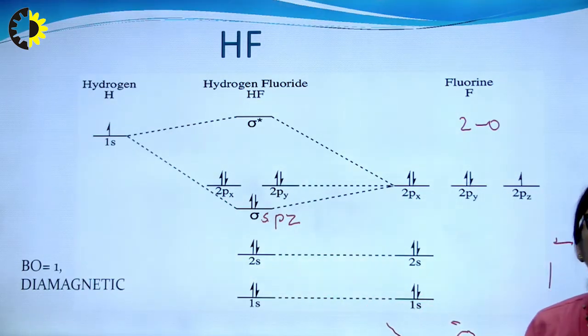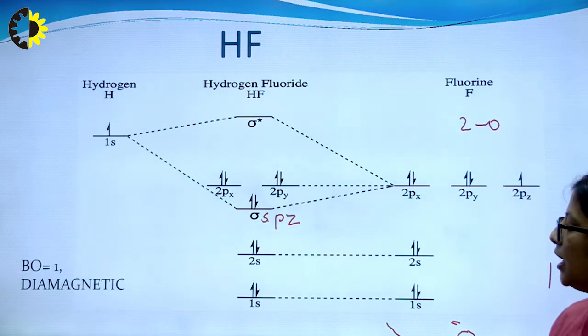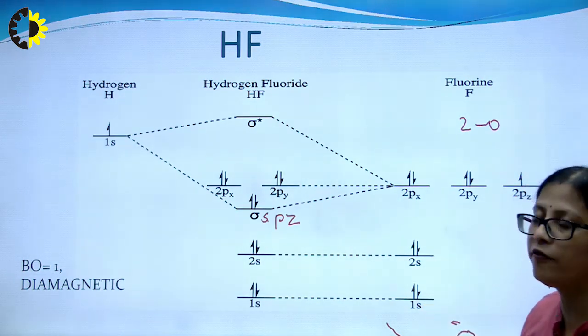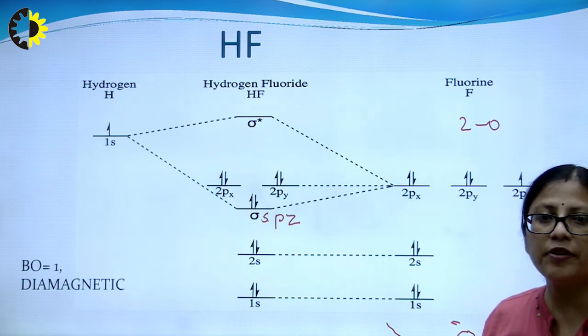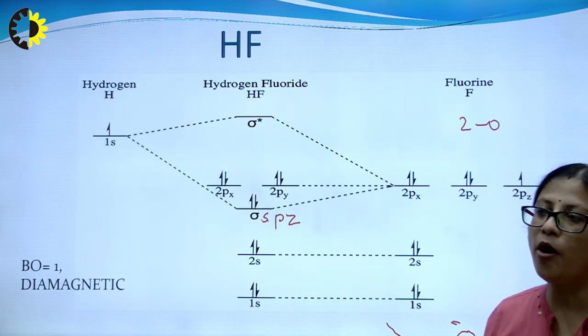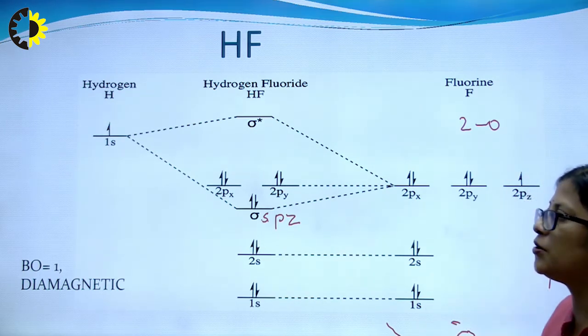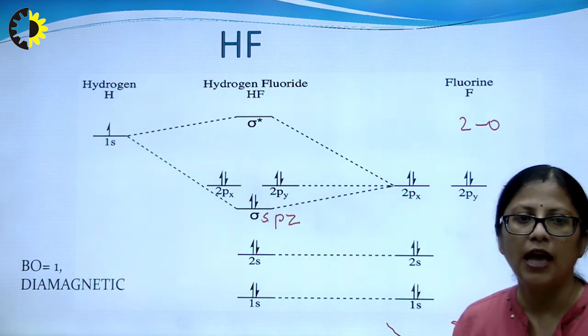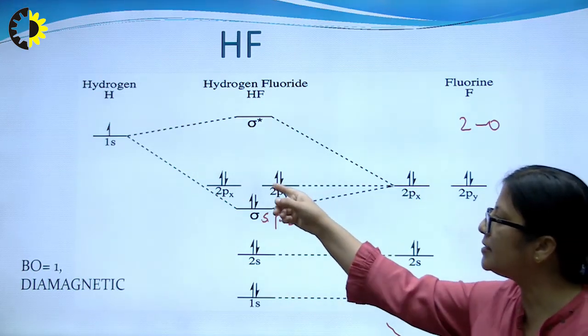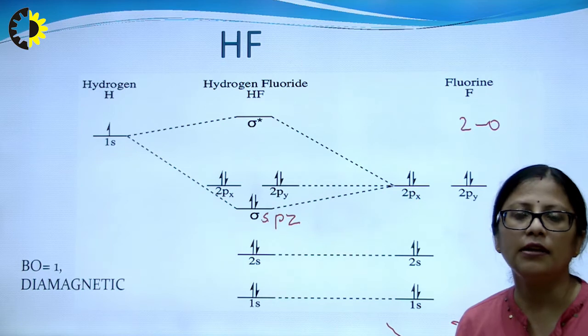is diamagnetic in nature. So, HF, due to energy restrictions, since 1s is of high energy, does not form a bond between 1s and 2s of fluorine, and due to symmetry restrictions, it forms a bond with the 2pz orbital of fluorine, and the 2px, 2py stay in the non-bonding state.